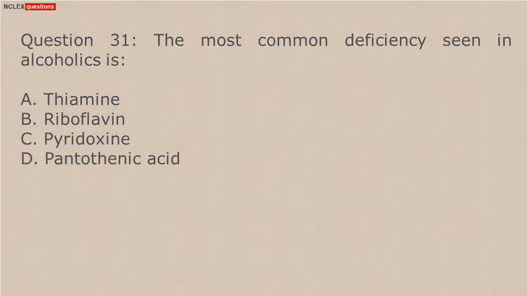Question 8. The family of an accident victim who has been declared brain dead seems amenable to organ donation. What should the nurse do? A. Discourage them from making a decision until their grief has eased. B. Listen to their concerns.